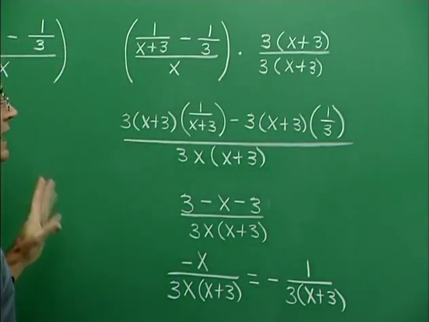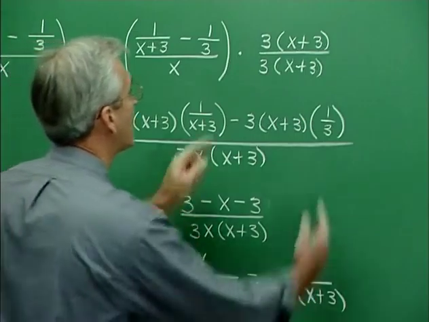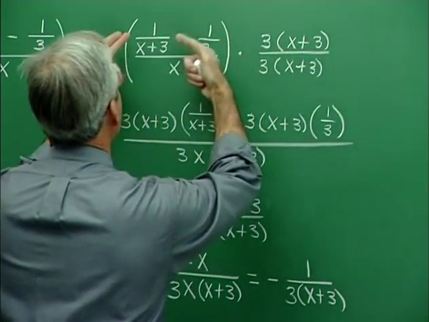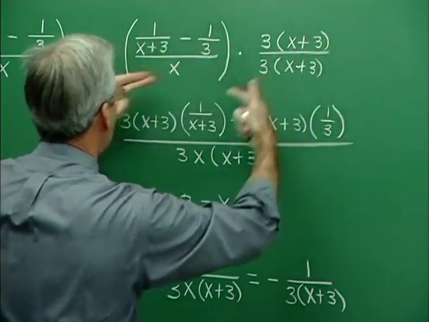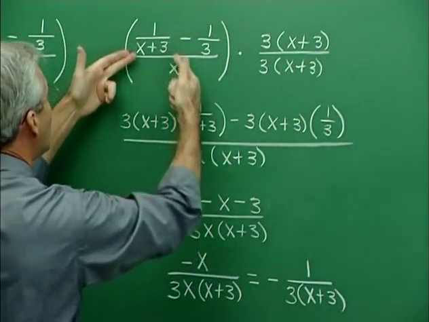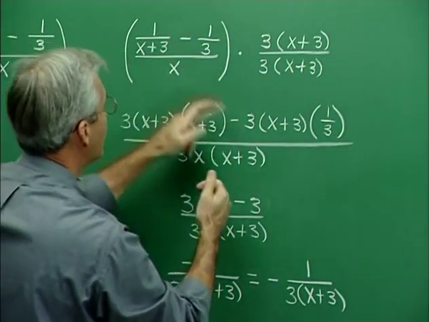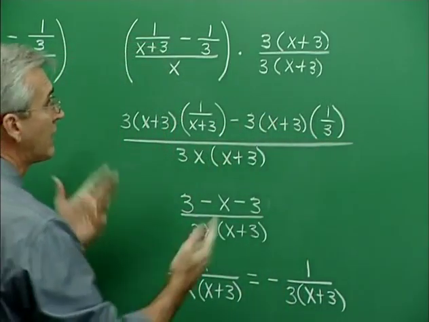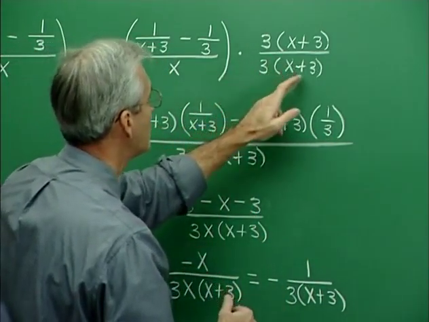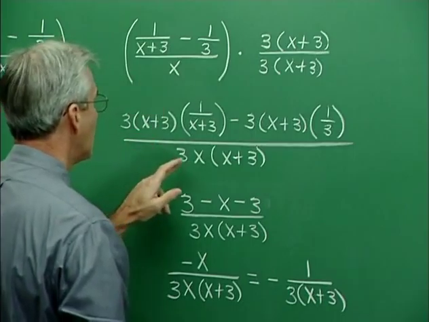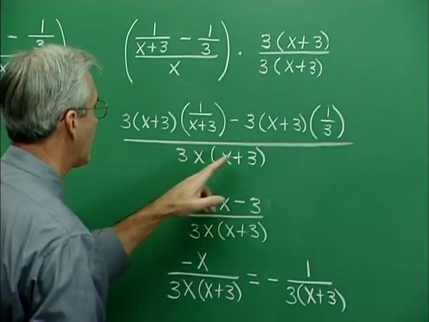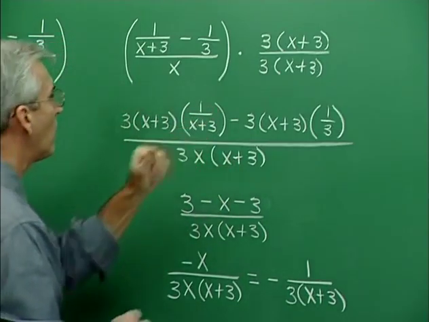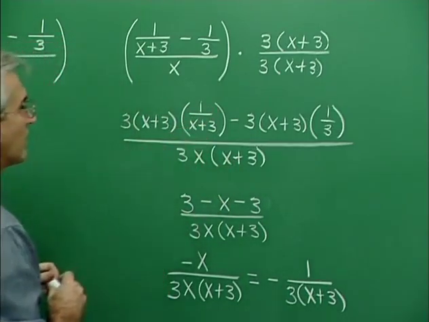One way to see the cancellations easily is to write the common denominator times each of these fractions. So I've written down here, common denominator times this fraction, and then minus sign, and then common denominator times this fraction. And then in the denominator, of course, we have 3 times x plus 3 times x, which is easily seen as 3x times x plus 3.